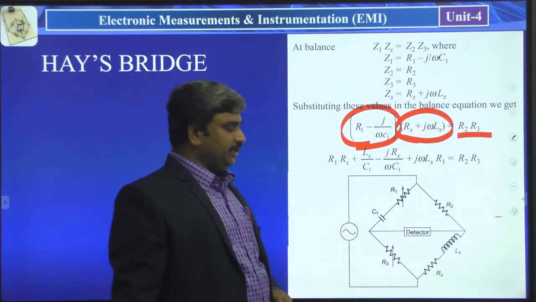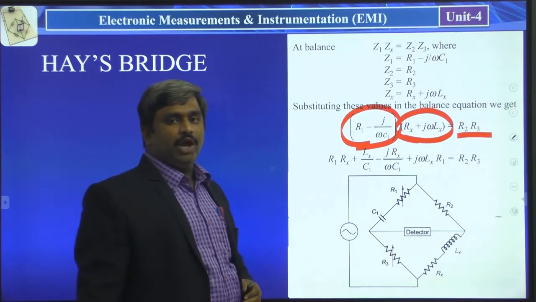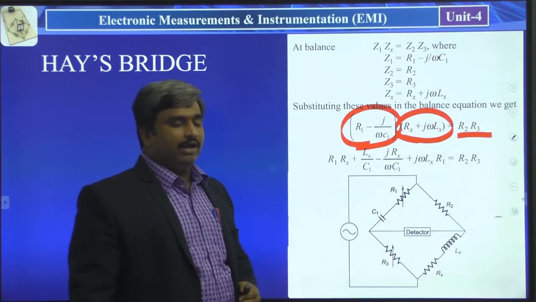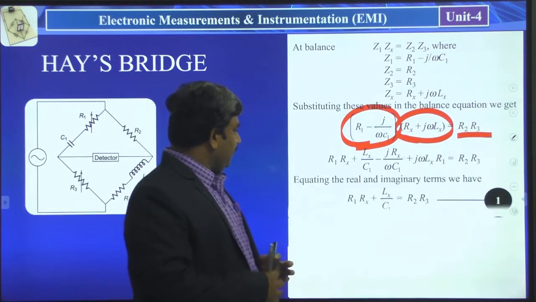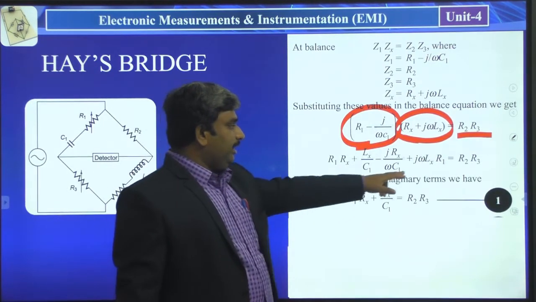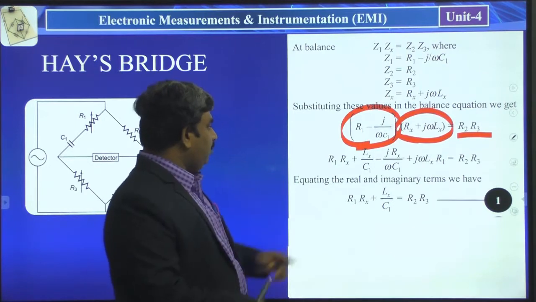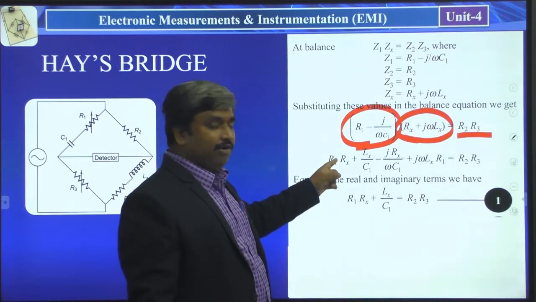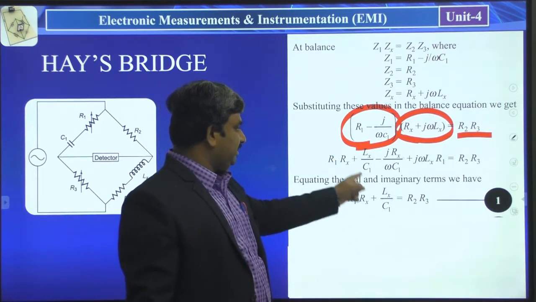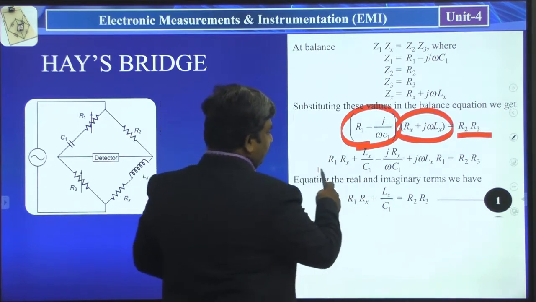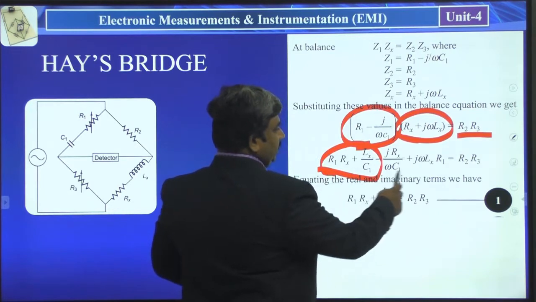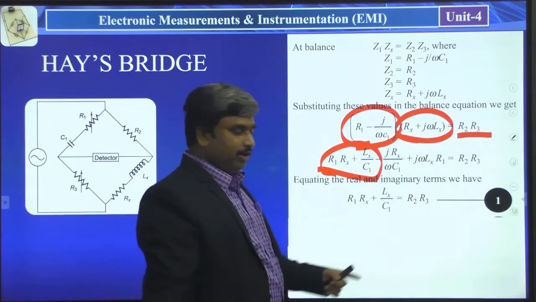So these are the expressions. Now from these expressions we have to find the Lx and Rx values. For that, equating the real and imaginary terms, here we have R1 plus R1 Rx plus Lx by C1, that is R1 Rx plus Lx by C1. So this complete real term is equal to R2 R3.